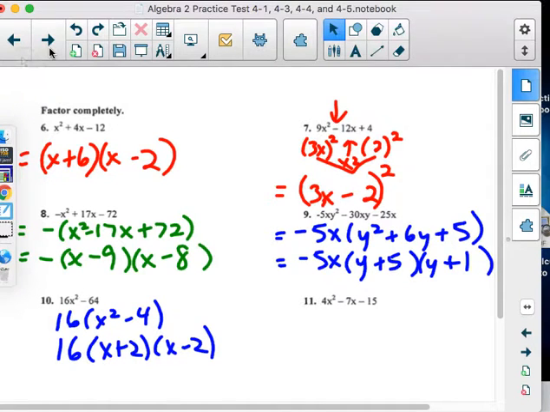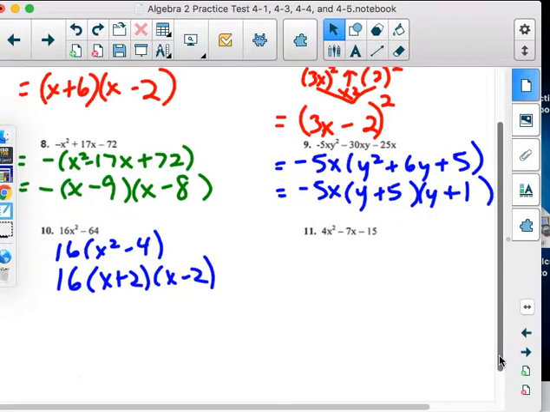Now we're at number 11. This is the one that's going to take a little longer because there is no greatest common monomial factor. And 4x squared, that might be a perfect square, but negative 15 isn't.